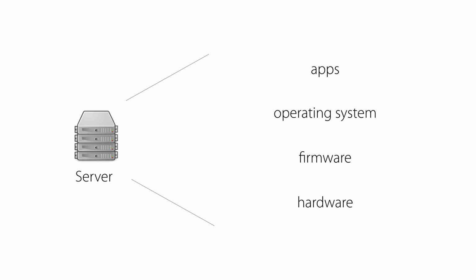Now, inside the server, as we discussed in class, there's a stack that looks akin to what you see on the right-hand side. There are applications that request resources from the operating system. The operating system runs on top of the firmware, which helps the operating system communicate with and control the hardware. So, for example, how does the operating system know how to control the CPU? That is through the firmware.